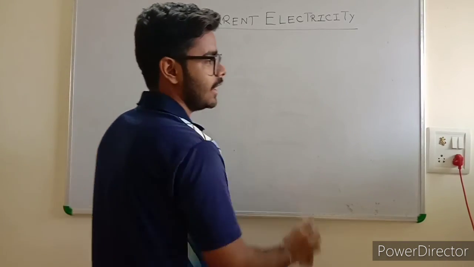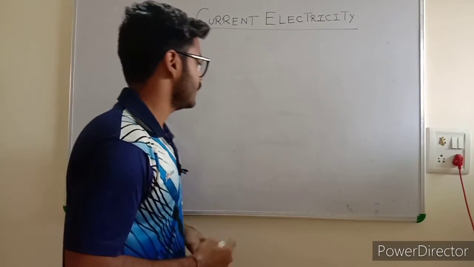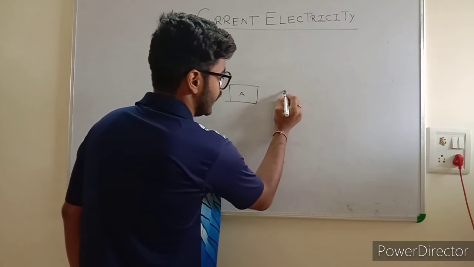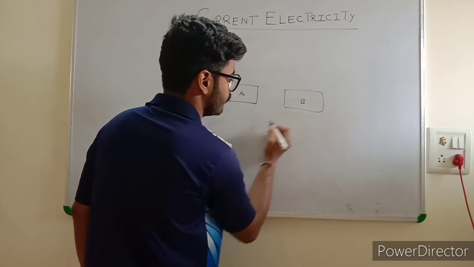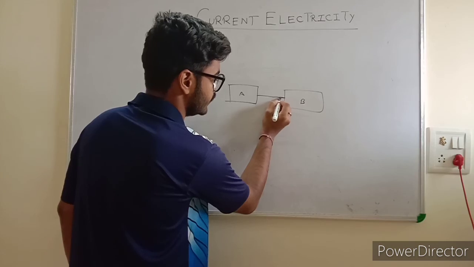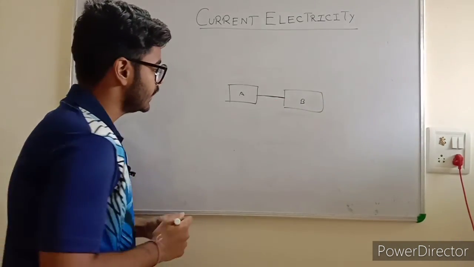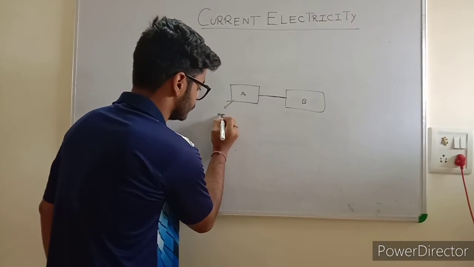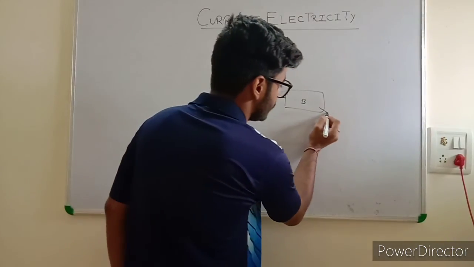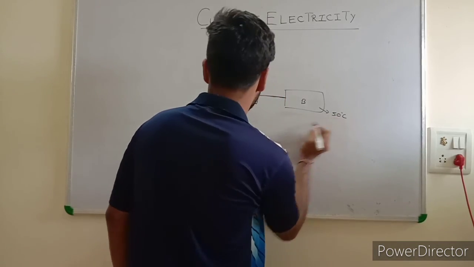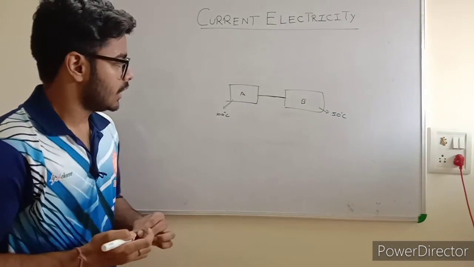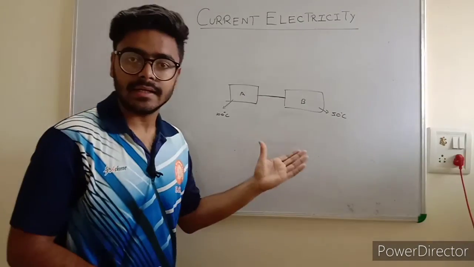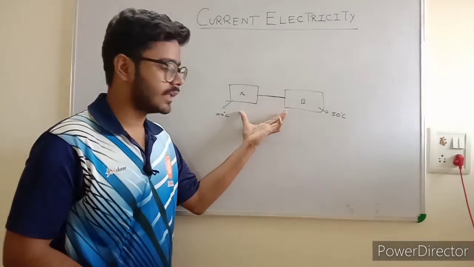If I give you an example, there is an object A and an object B, and they are just connected with a conductor. If A has a higher temperature and body B has a lower temperature, the heat flows from the higher temperature to the lower temperature until and unless the temperature of both the objects is the same.